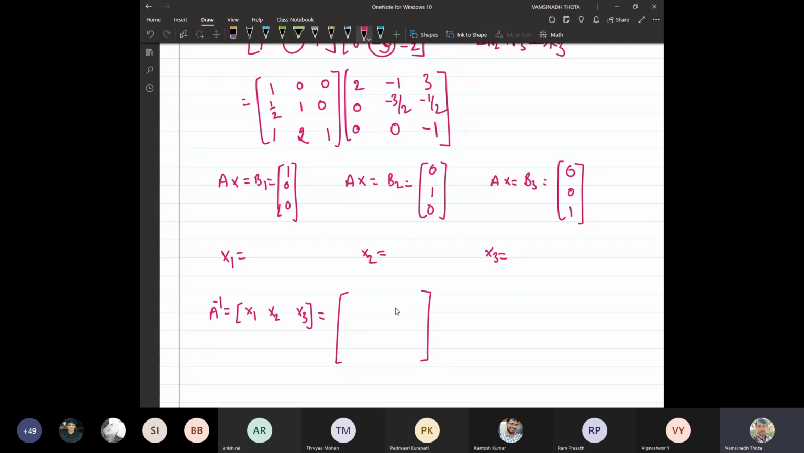Abhishek, x1 is 2 by 3, 1 by 3, 0, right? 2 by 3, 1 by 3, 0. That's correct. Come on, x1, x2 also. Make it fast.